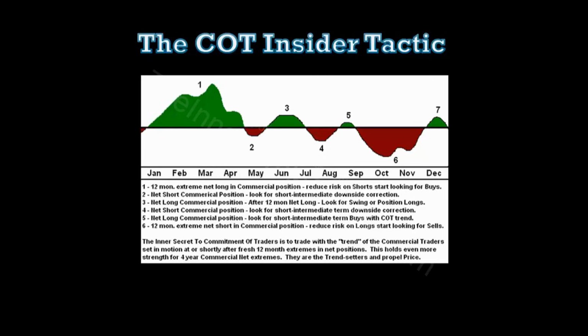At point 6 we see price come down and they make a huge net short position, the largest they've made in the last 12 months. What is that going to indicate? The likelihood of a high. So you want to be reducing the risk on your long positions and many times filtering out new buying opportunities and start looking for selling opportunities.